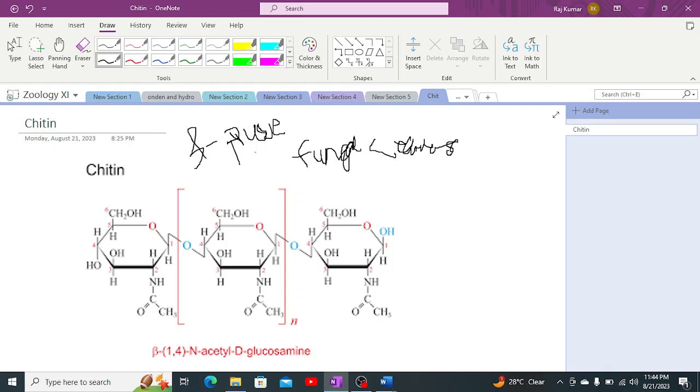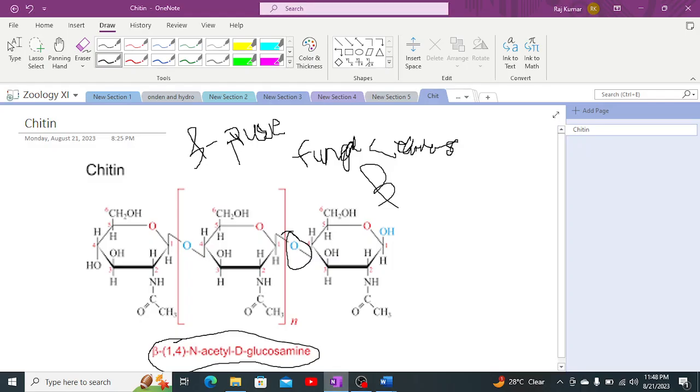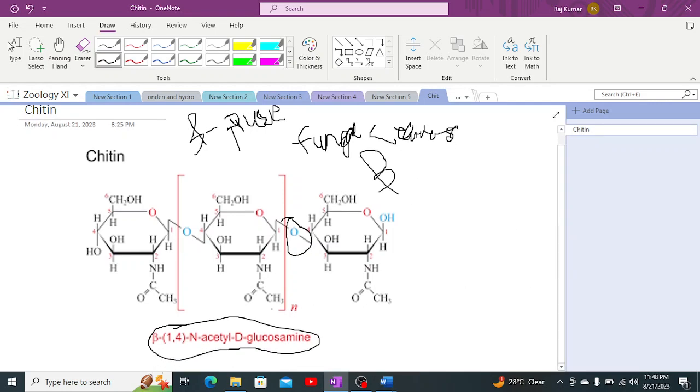So I guess this is how the structure is formed. As you can see, this is a linkage in chitin, and I know that you people are quite good at identifying the linkage by giving the number of the bond. So here we have this linkage, which is known as beta 1,4 N-acetyl D-glucosamine. After which we have some MCQ points: what does beta 1,4 N-acetyl D-glucosamine represent?